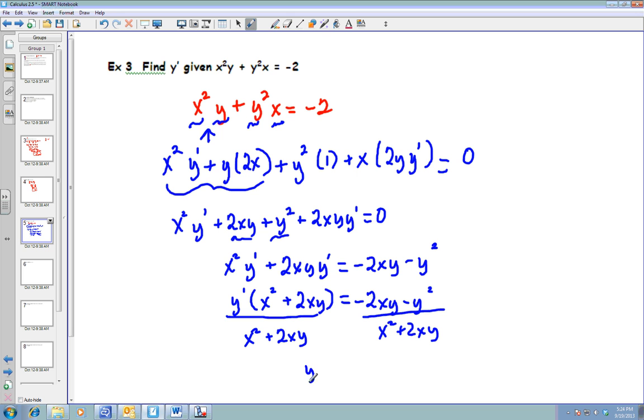And I get y prime equals negative 2xy minus y squared all over x squared plus 2xy. And that's my answer. Okay, my next one.